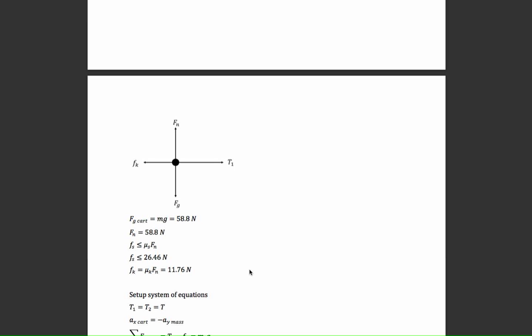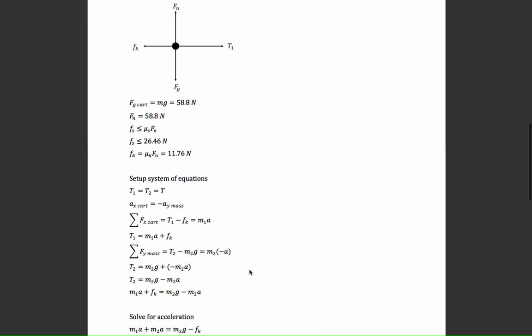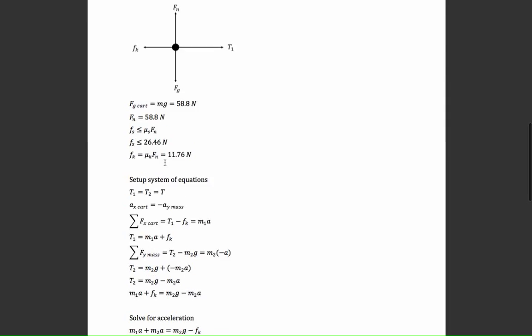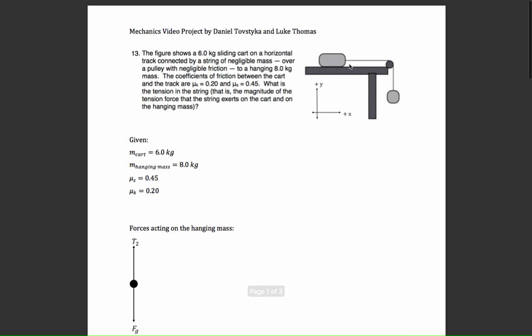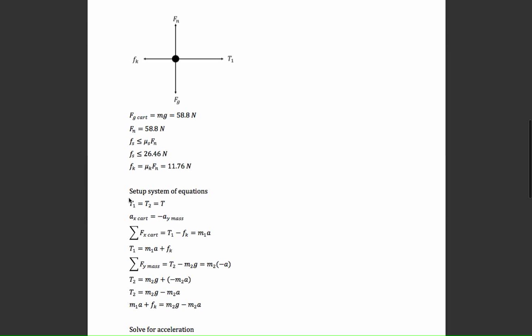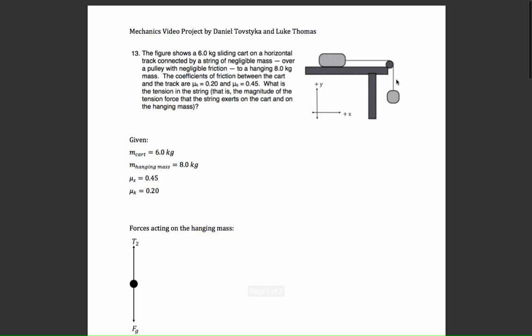So this problem is asking us to solve for the tension in the string. By Newton's third law, we know that the tension in the string, tension 1, which is between the cart and the string, is equal to the tension between the hanging mass and the string. So we can set up this equality here. Next, it's important we look at the accelerations and their directions. If we look at the diagram, acceleration in x of the cart will be equal to negative acceleration in y of the hanging mass.